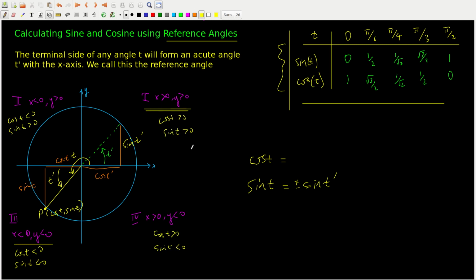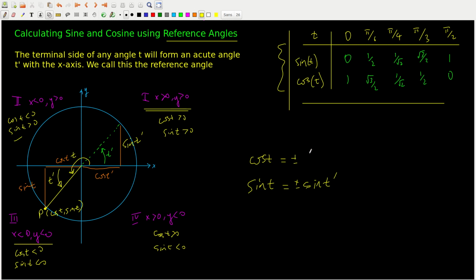So if I give you an angle t in the first quadrant, sine and cosine are both positive. If I give you an angle t in the second quadrant, the cosine of t will be negative, the sine of t is positive, and so on. So back to our example, this cosine t is a negative number, but the magnitude of it is going to be the same as the cosine of t prime.